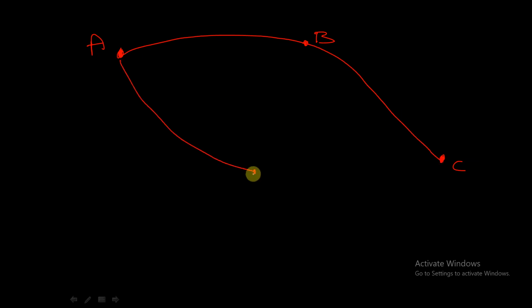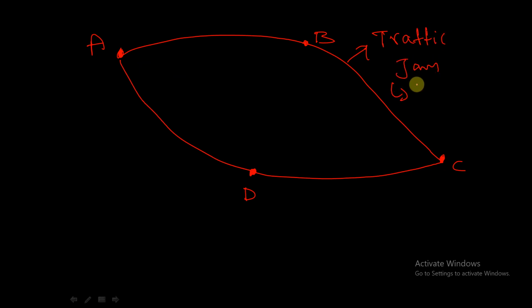For example, let's take a scenario. If you are starting from point A and you have to reach point C, you will go to point B, and from point B you will go to point C, or there is one road from point D to point C. In this path, let's say you have more traffic jam and more number of signals, and in this path you have only signals but no traffic jam. So which path will be the longest path?